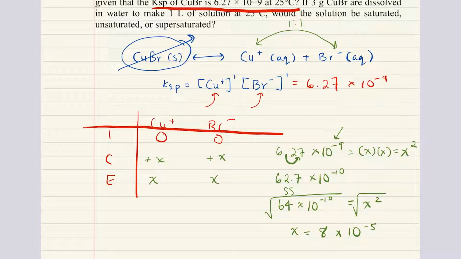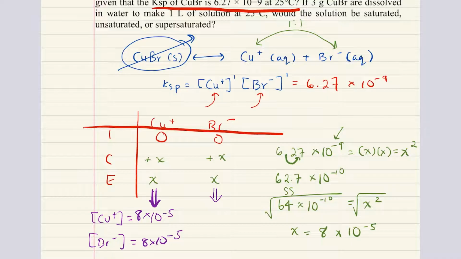Now that we know our value for x, we can go ahead and figure out the concentration of each of these ions. The copper plus concentration is equal to x, and x is equal to 8 times 10 to the minus 5. So this is our concentration for the copper cations. Same goes for the bromide anions. Its concentration is equal to x, and we just said that x is equal to 8 times 10 to the minus 5. So there we have it. We answered that first question.